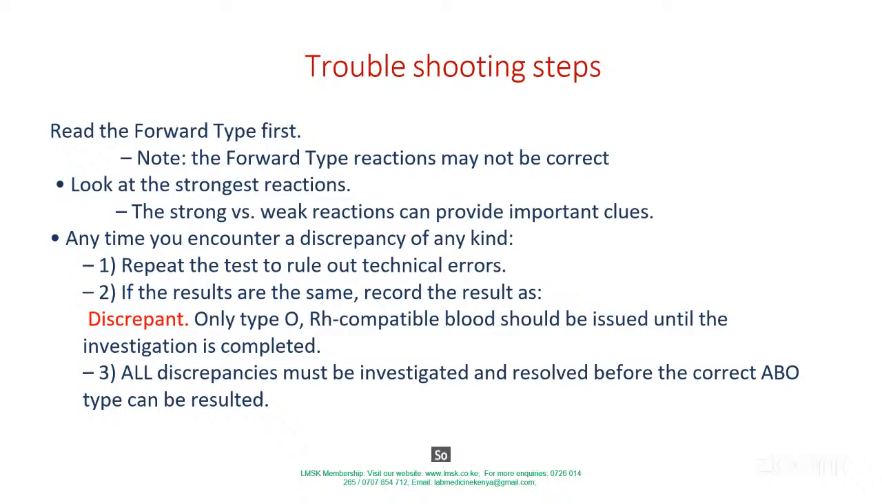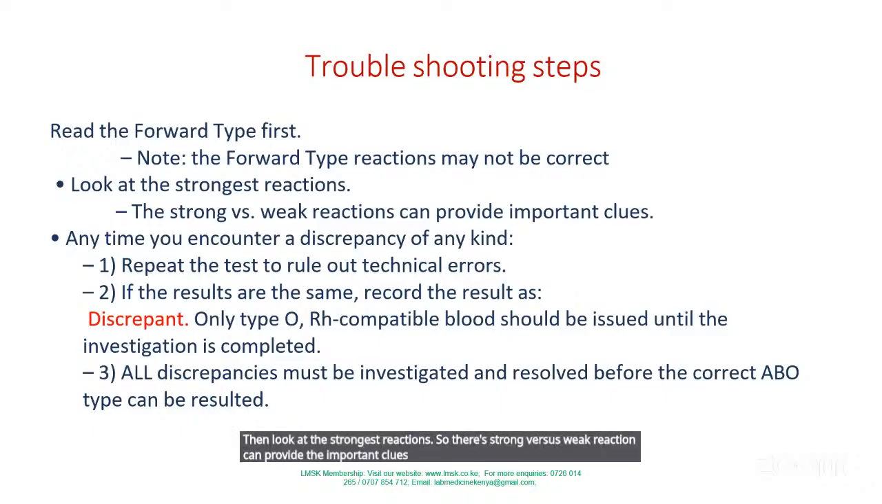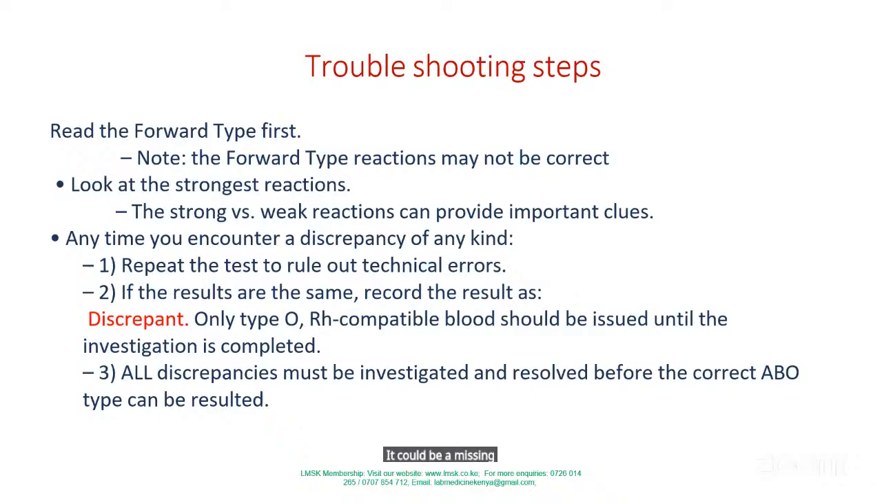So if you are troubleshooting, you read the forward type first, and note the forward type reaction may not be correct. Then look at the strongest reactions. So the strong versus weak reaction can provide important clues, as we have said. You'll be able to ask yourself, those weak reactions you are seeing, could it be a missing, could it be an extra, could it be a weak antigen or antibody.